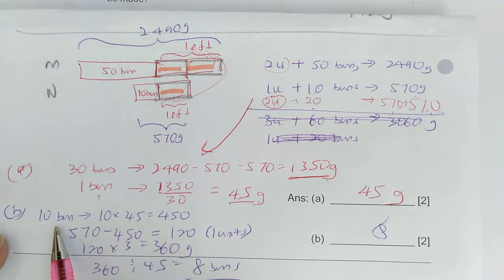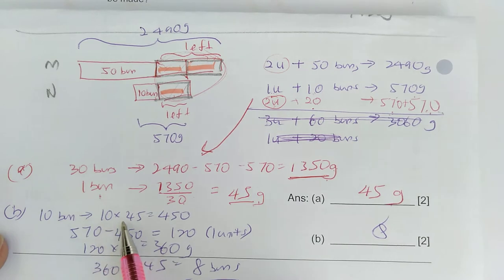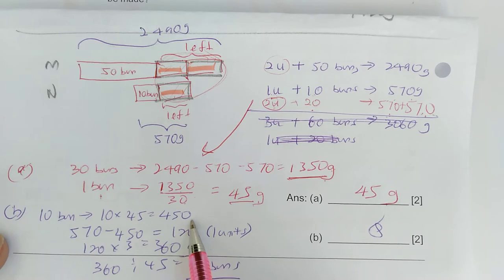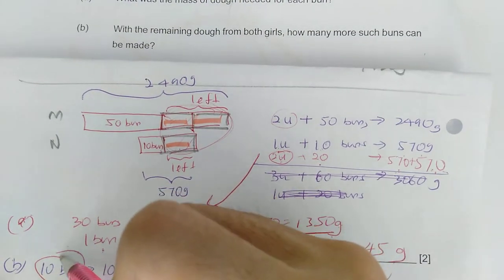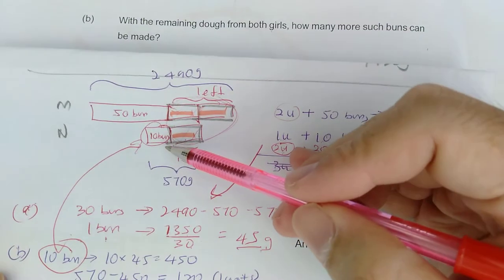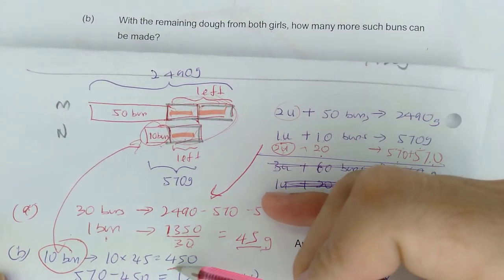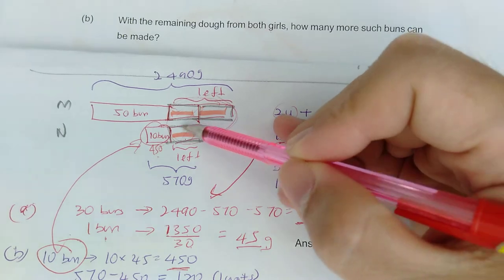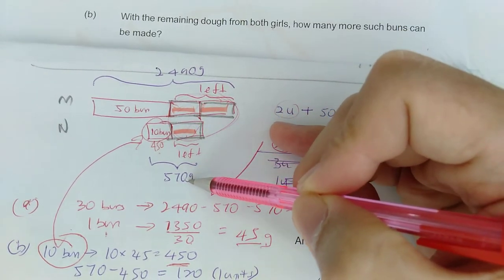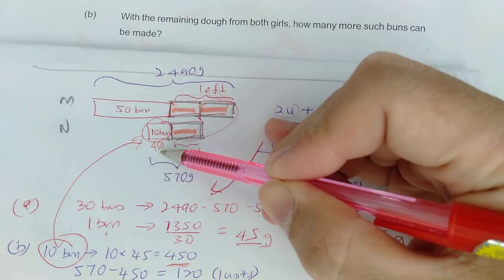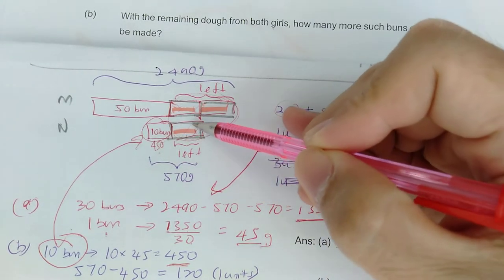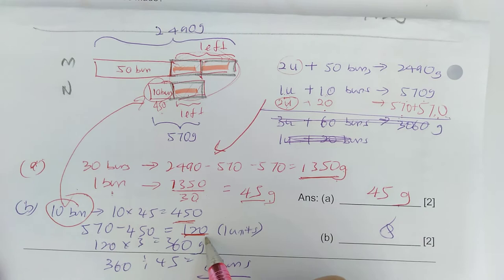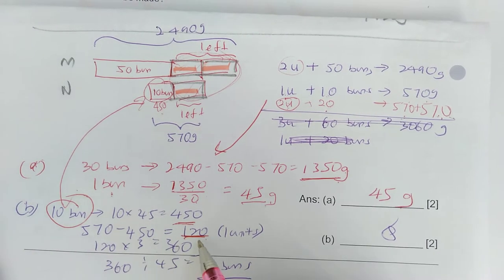We know that to make 10 buns, it'd be 10 times 45, that is 450 grams of dough. So in other words, I'm trying to find out, to make these 10 buns here, how much dough did Nuru use? So Nuru used 450 grams of dough here to make the 10 buns. Because I want to find out how much dough is left, you see. So 570 grams of dough at first, subtract 450 grams of dough that Nuru used. This gives me the amount of dough that Nuru has left, which is 120 grams. 570 minus 450 is 120.